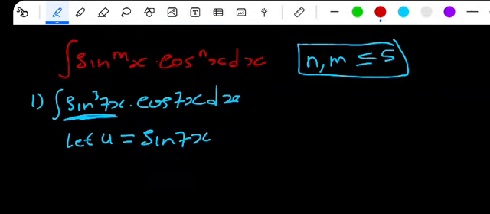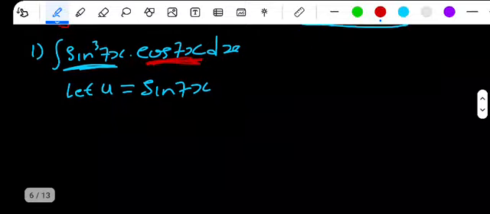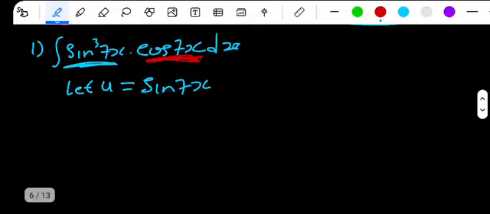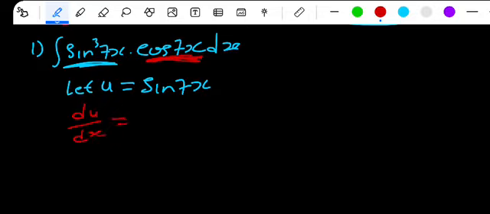Why do we do that? It's because here we are able to cancel this. There will be a cancellation that will take place. So if we let this become u, we know what we are supposed to do. We take the derivative, du over dx.